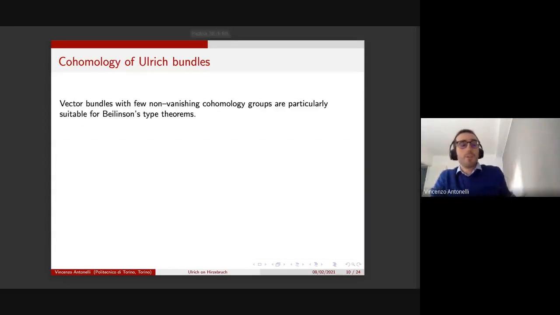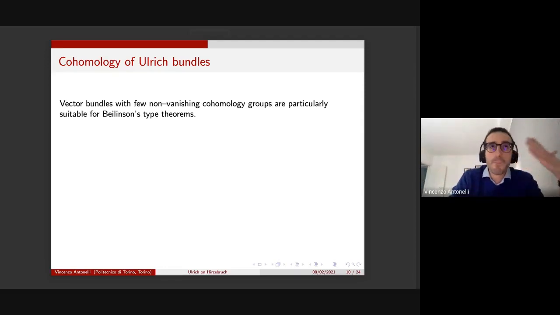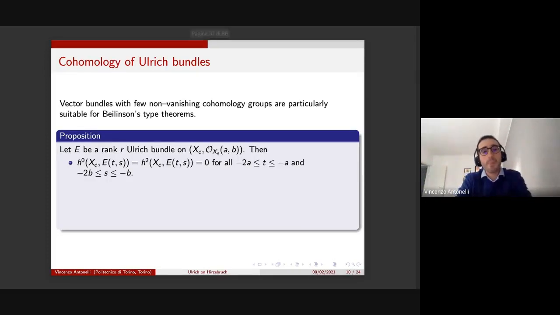So as you saw from the Beilinson type theorem, this kind of approach is really helpful when you consider vector bundles with few non-vanishing cohomology groups. And as you recall, I told you that Ulrich bundles are vector bundles with the simplest possible cohomology. So let's see what I meant by that.